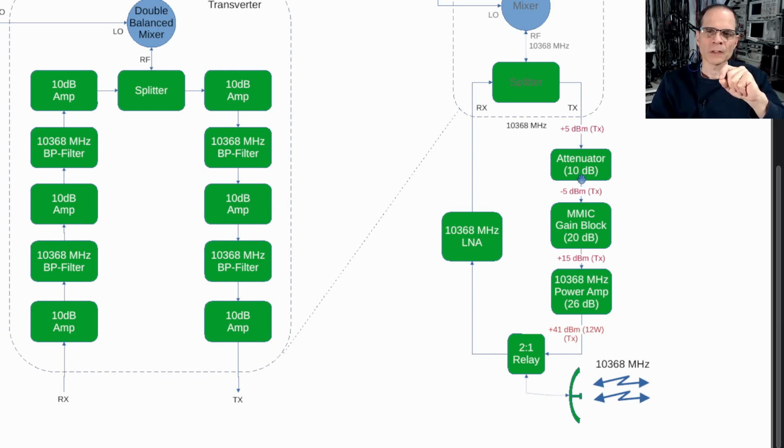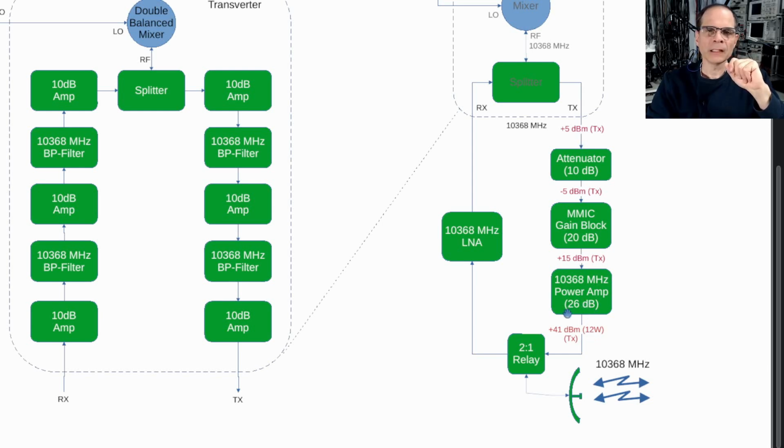Attenuate 10 dB. It's an inline attenuator, coaxial attenuator, into a gain block, a little amplifier that's required because the transverter cannot push hard enough. I need plus 15 dBm into the power amplifier, and this guy can produce a maximum of around plus 10. So I needed to attenuate and then gain boost by around 20 dB. That's what the little amplifier does, which brings in plus 15.